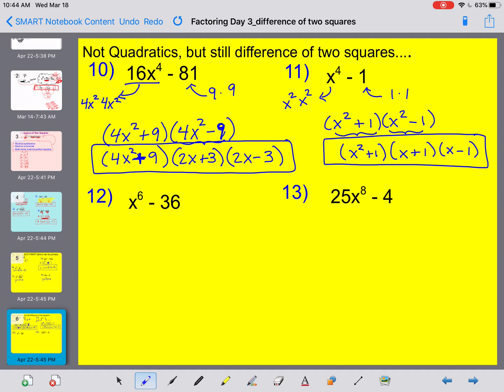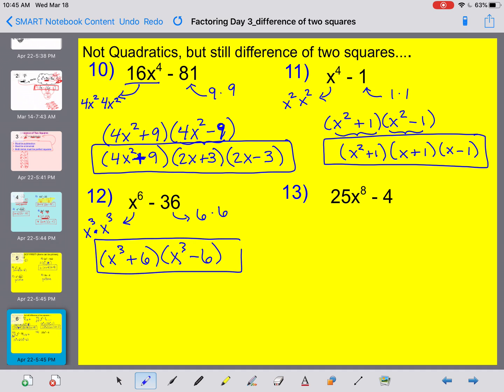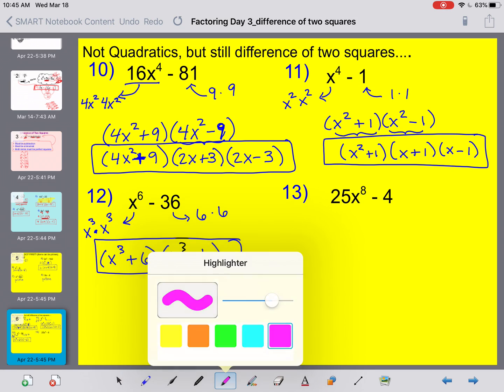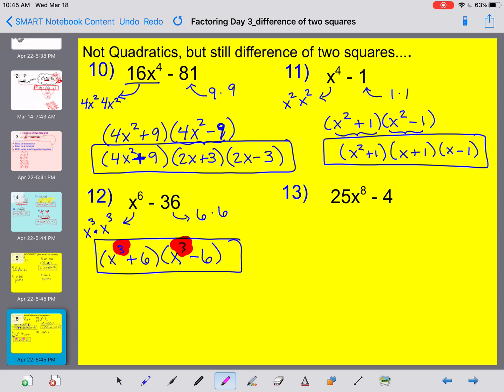All right, x to the 6 minus 36. X to the 6 could be x to the third times x to the third. Remember when it's multiplication, you add the exponents. So these two things multiply to make x to the 6. And 36 is 6 times 6. So x to the third plus 6, x to the third minus 6. Neither of these can go further because an exponent of 3 is not a perfect square. It has to be a multiple of 2 in order to be considered a perfect square. So you can't go any further with that.